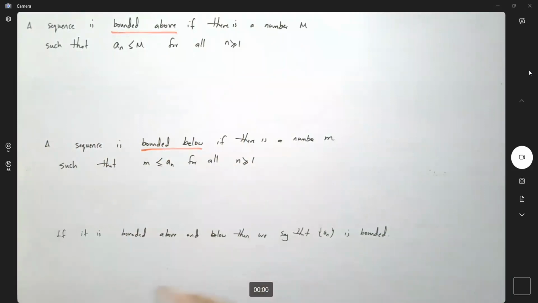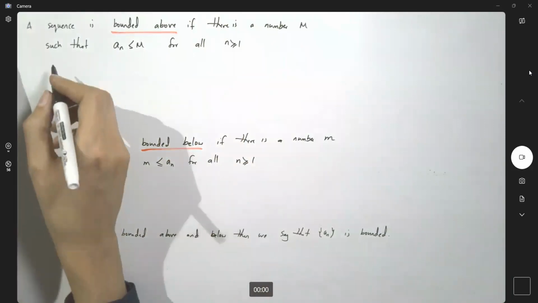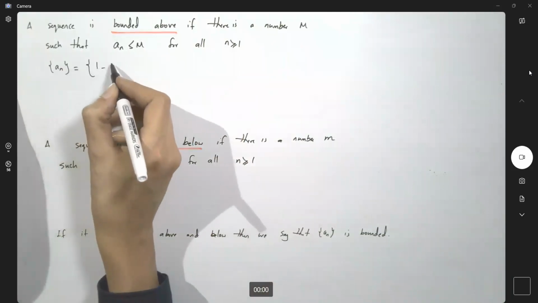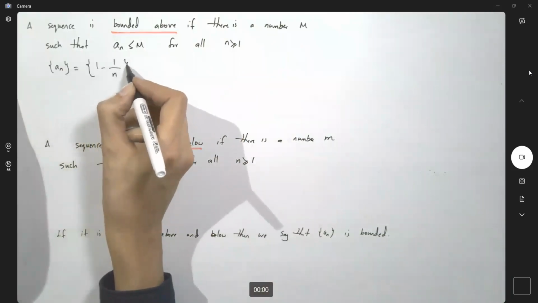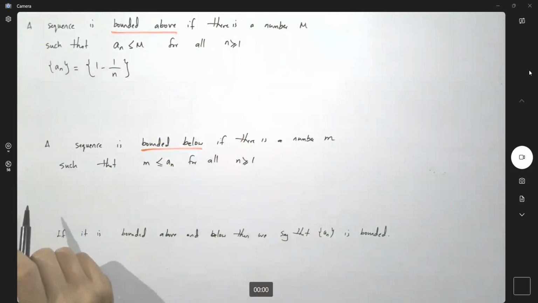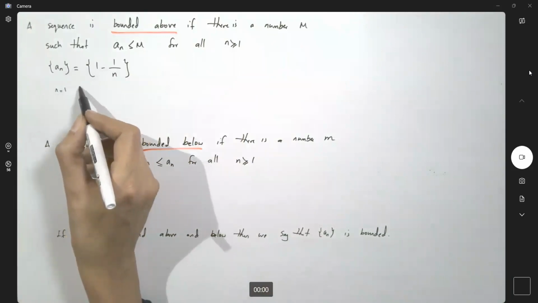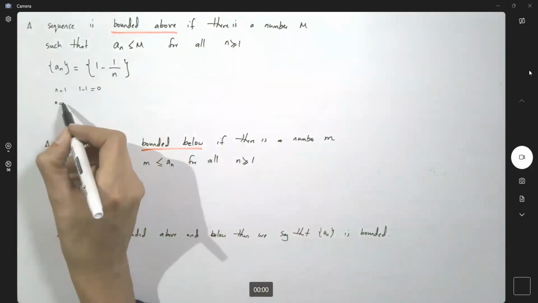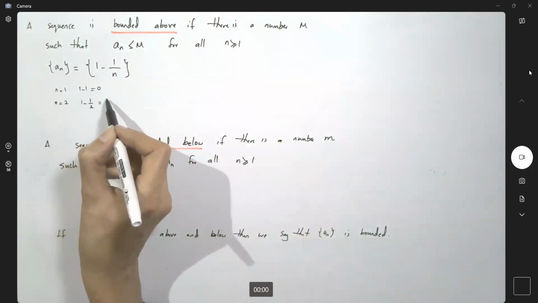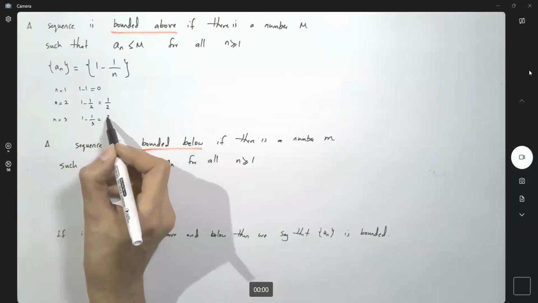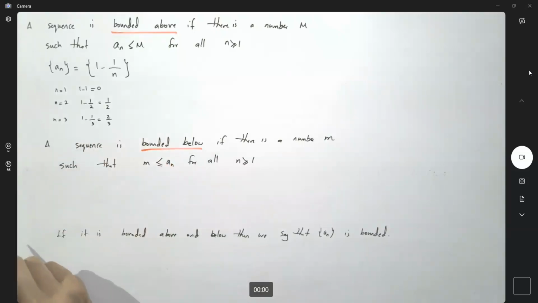Let's go over some examples. For example, consider the following sequence, a_n, which is equal to 1 minus 1 over n. I'm going to analyze this sequence. So the terms of the sequence: if n is equal to 1, you get 1 minus 1, or 0. If n is equal to 2, you get 1 minus a half, which is a half. If n is equal to 3, 1 minus a third, which is 2/3, and so on.